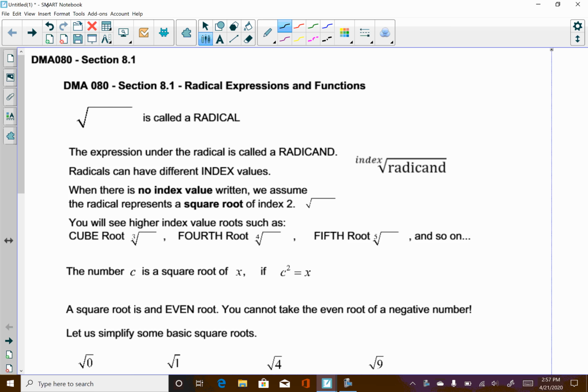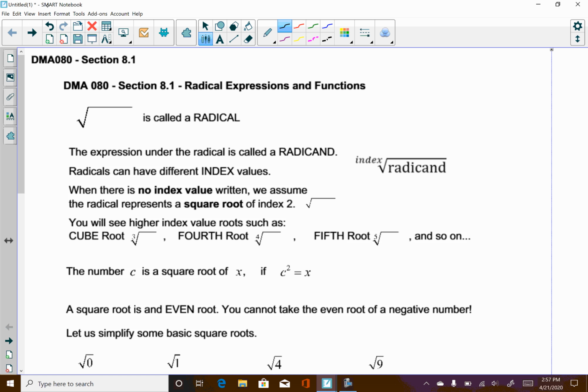Hi guys. We're starting DMA 80 now in this section, and I finally have gotten some technology here that will help me be able to show you the steps in real time as opposed to just talking through the solution key. So hopefully that'll be more beneficial for you. So I'm just going to jump right in.